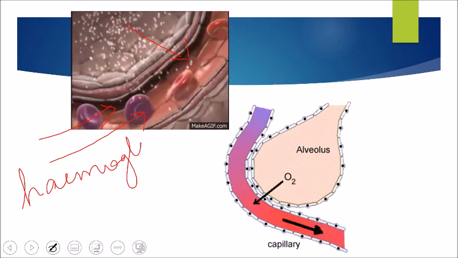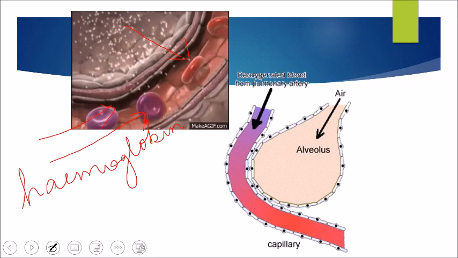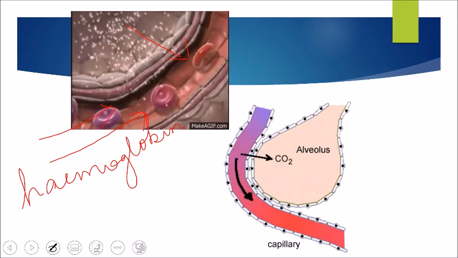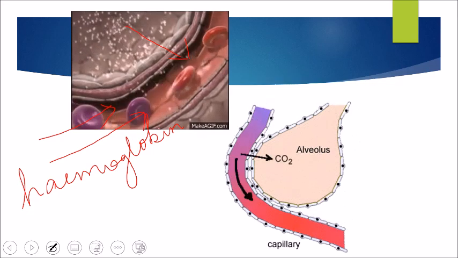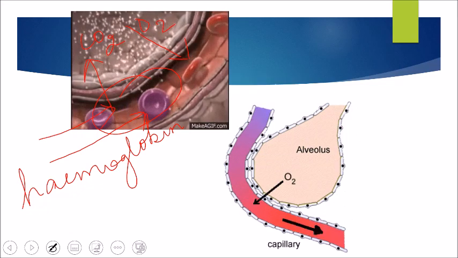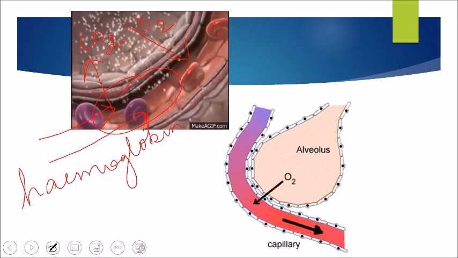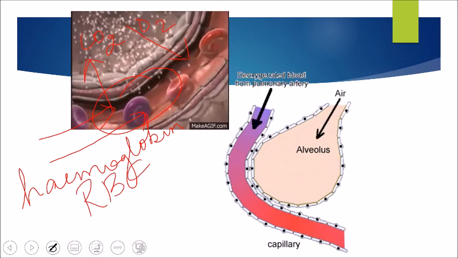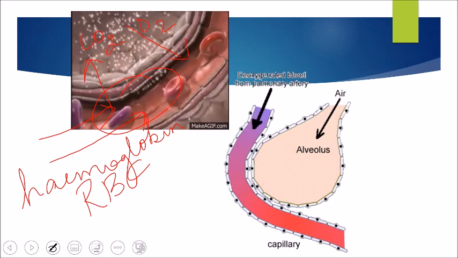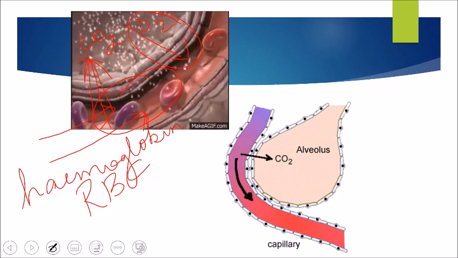Hemoglobin is an iron-containing pigment that carries oxygen to all parts of the body. So as this transformation is taking place, carbon dioxide is leaving. The moment oxygen is entering, carbon dioxide is leaving. And this change is possible only because of hemoglobin present in the red blood cells. Because the red blood cells contain hemoglobin, they are able to immediately absorb oxygen, and the moment they absorb oxygen, carbon dioxide leaves the lungs and moves outside.